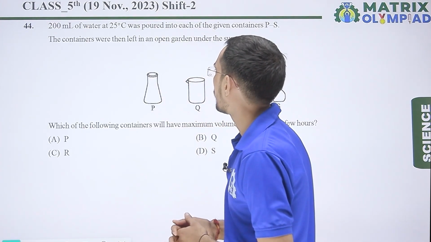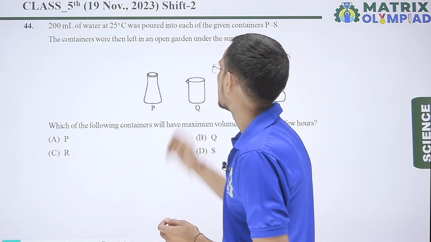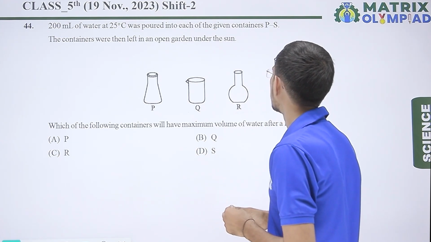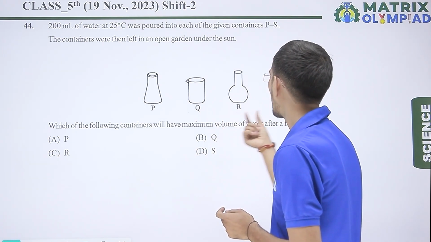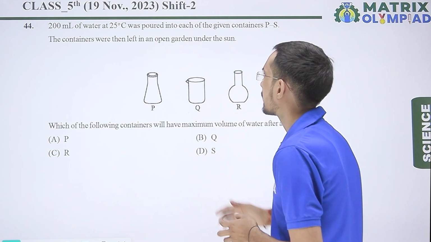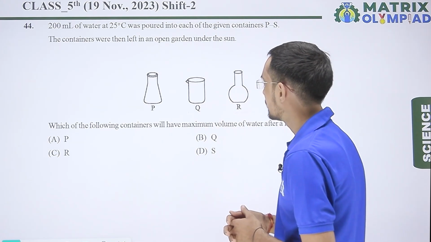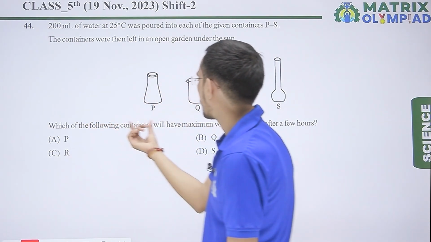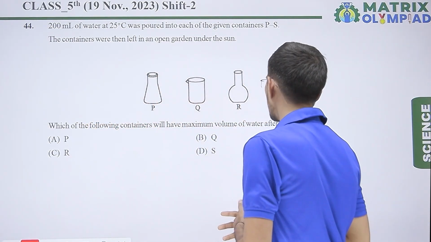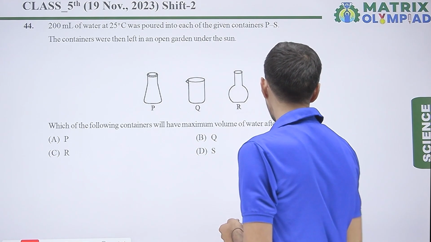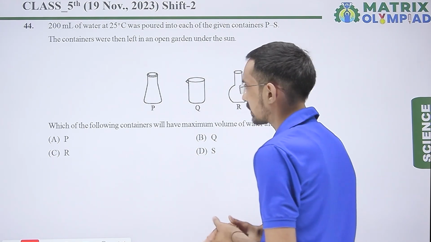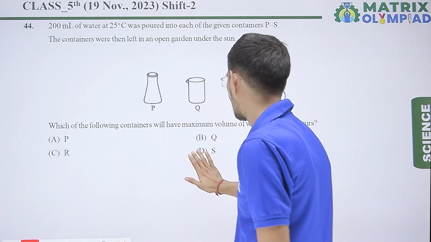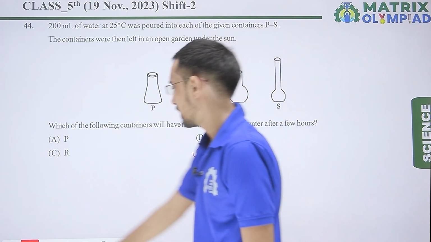200 ml of water at 25 degrees Celsius was poured into each of the given containers P, Q, R, S. The containers were then left in an open garden under the sun. Which of the following containers will have the maximum volume of water after a few hours, which we can observe in the option S or jar S. So correct option will be option D. Next question.